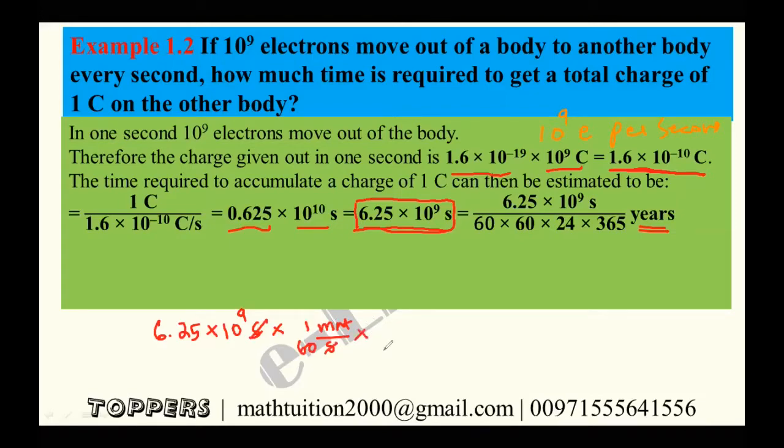Now this minute I am going to change into hours. So I'm multiplying by a ratio where minute has to come down because I want to cancel this minute, and hour is up. So 1 hour equals 60 minutes. Minute gets cancelled, minute gets cancelled. I end up with hours.